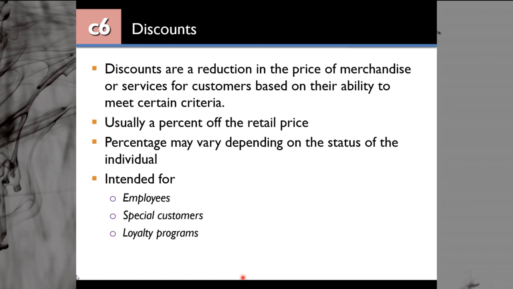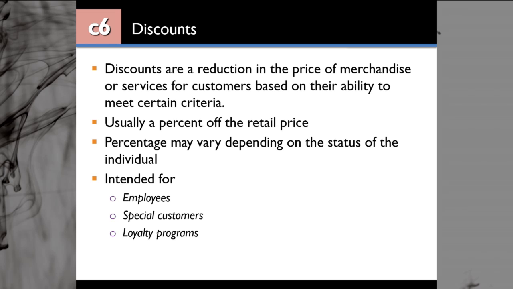And let's talk about discounts. Discounts are the reduction in the price of merchandise or services for customers based on their ability to meet certain criteria. So if you're working for the company, you can get a discount, right? That's called an employee discount. And maybe you can have some special discount for a special customer. These are part of the price changes for your merchandise. This is usually a percent off the retail price, and the percentage may vary depending on the status of the individual.